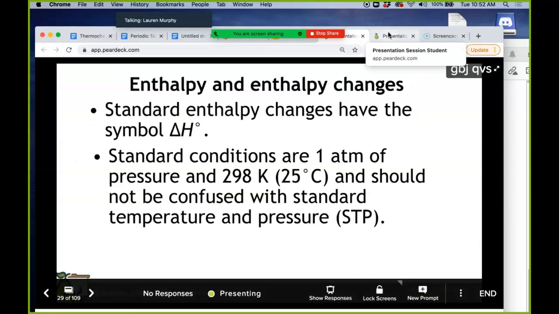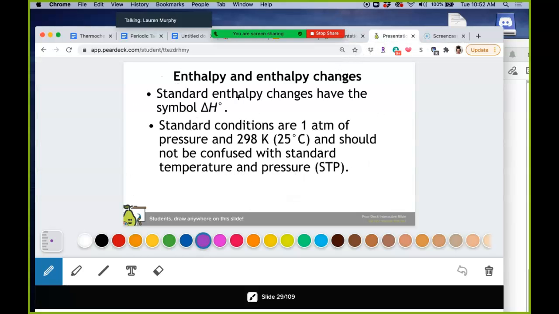Sometimes, and actually very often a little bit later in the chapter, you're going to see standard enthalpy changes. This word standard is what allows you to draw this little circle right here. And this little circle, all it means is it's a set of conditions: 1 atmosphere and 25 Celsius, aka room conditions.